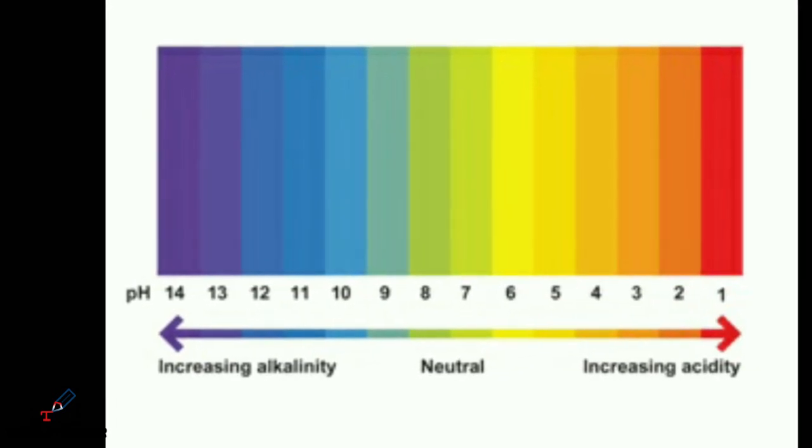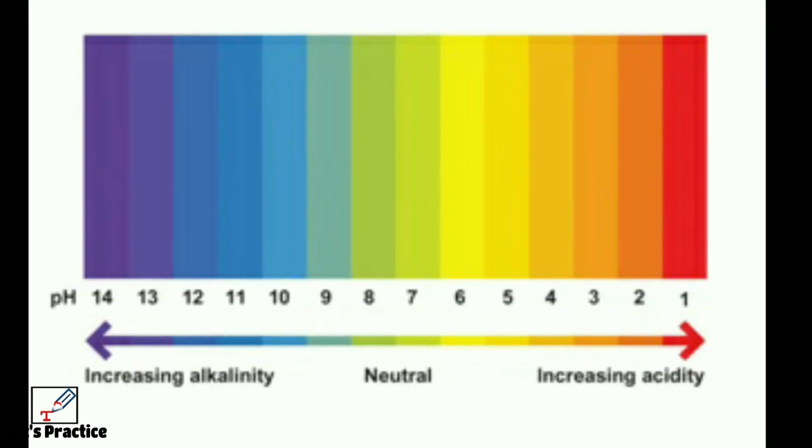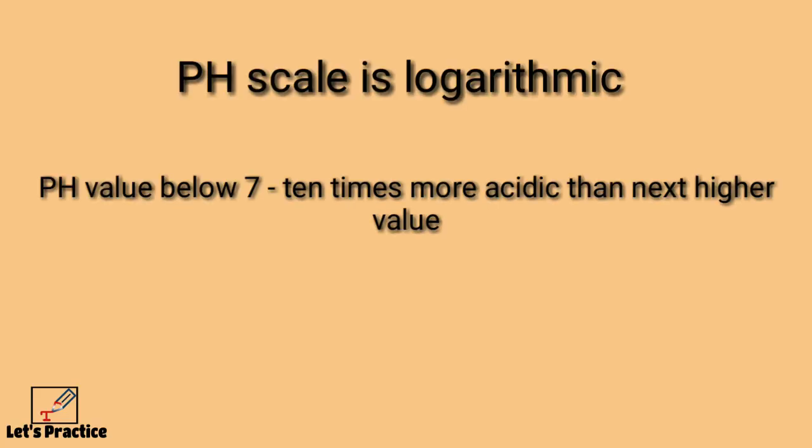A pH less than 7 is acidic, a pH of 7 is neutral, a pH greater than 7 is basic. The pH scale is logarithmic and as a result, each whole pH value below 7 is 10 times more acidic than the next higher value. Let's move on to the next question.